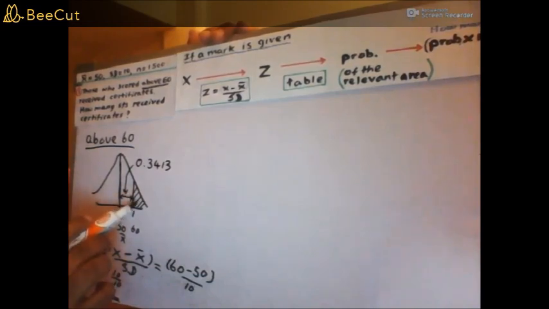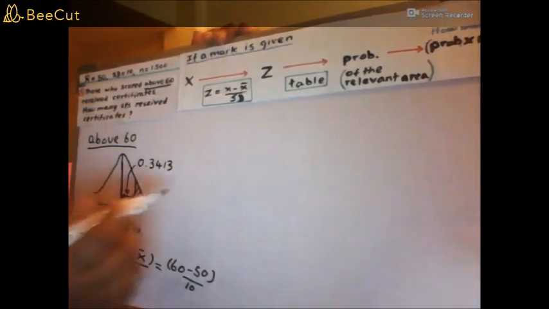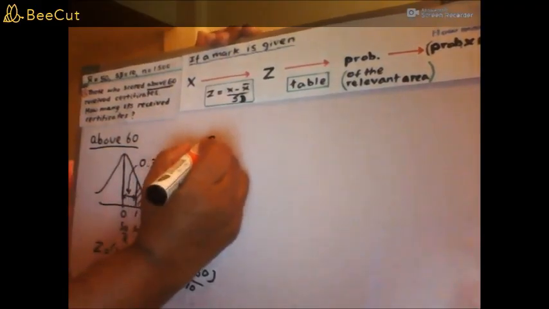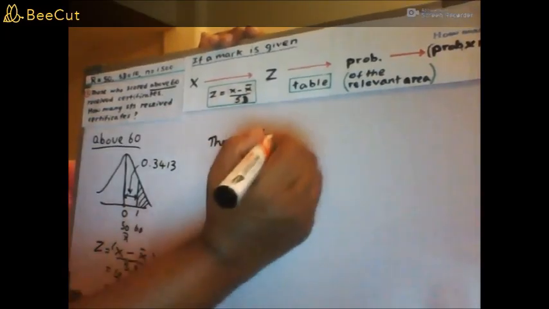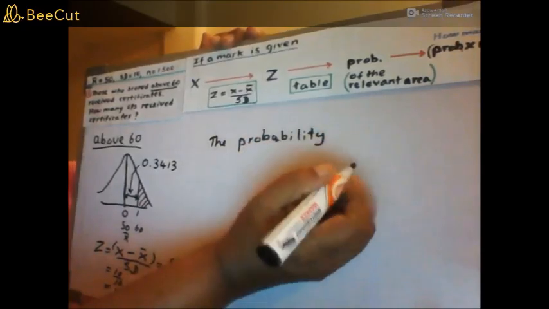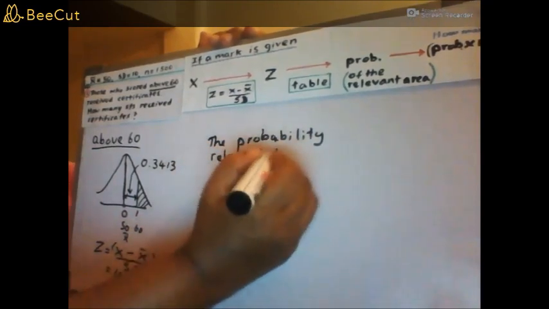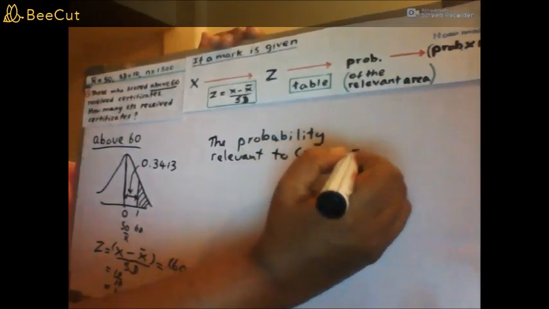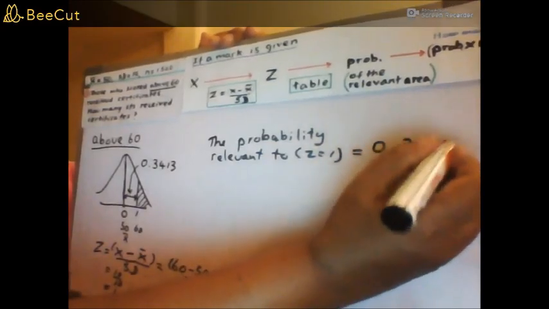But we need this one. So how can you find this? By the way, you need to write the lines also, right? Now we have calculated this. So write the line like this. The probability relevant to Z equals 1. What is that? 0.3413.